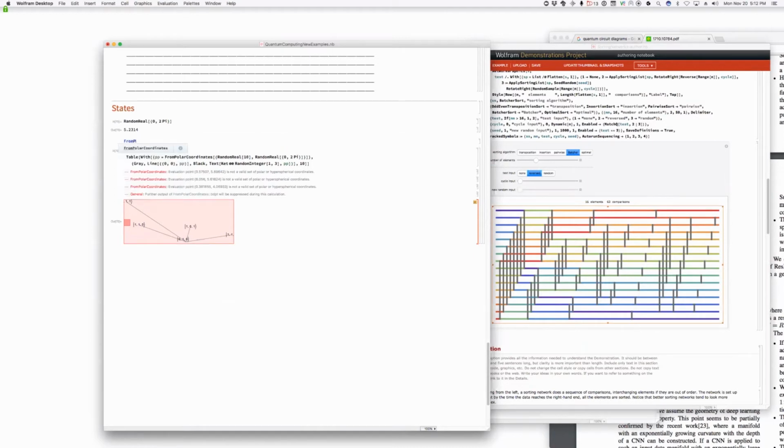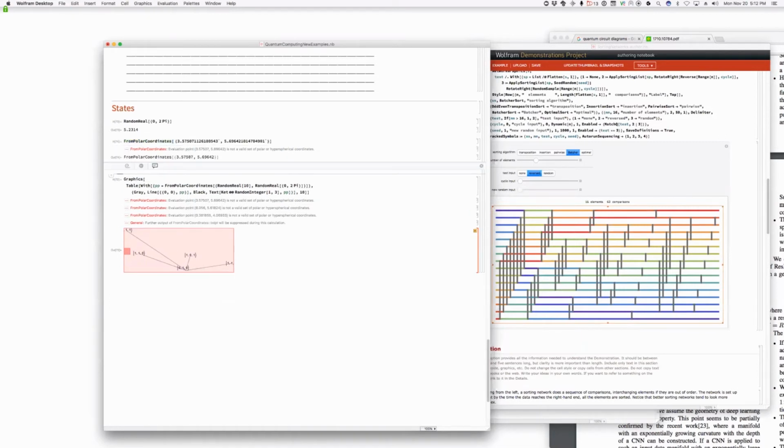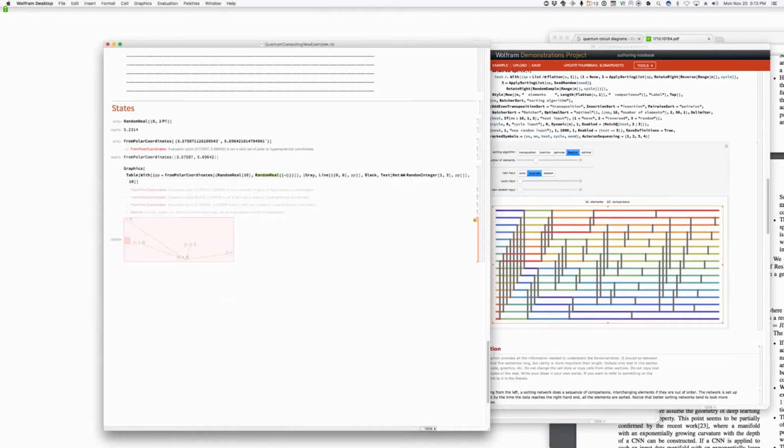Okay, hold on. What is going on here? We say from polar coordinates. Okay, I am totally confused. What is wrong with that? Interesting. Oh, wait a minute. Minus pi to pi. That's kind of stupid. Why does it do that? Yes, now I remember. Why does it do that? That's stupid. Is there a good reason for that, or is it just dumb?